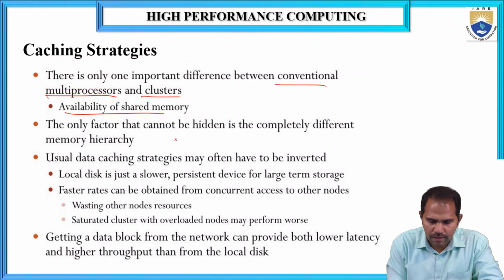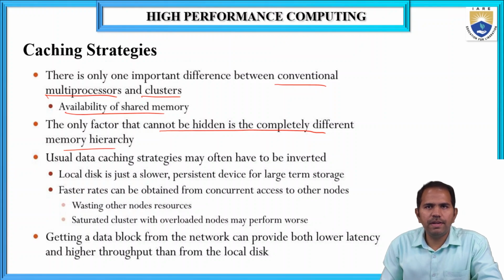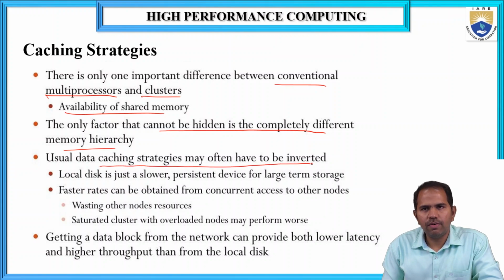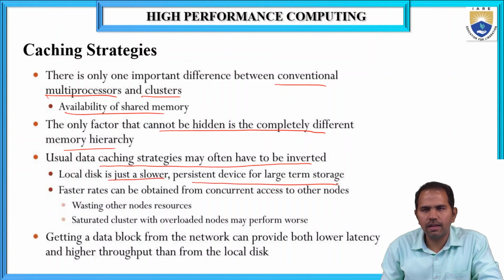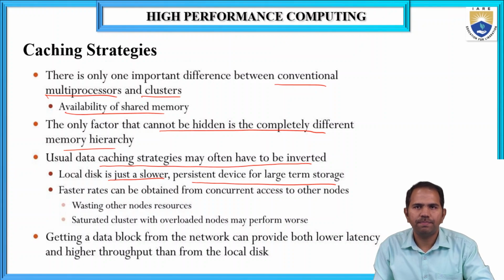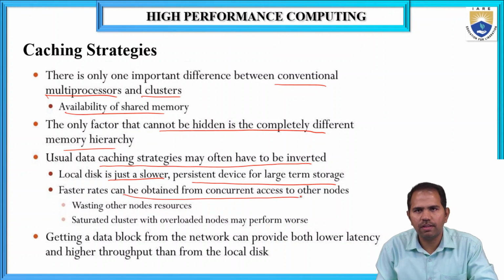The only factor that cannot be hidden is the completely different memory hierarchy. So now data caching strategies may often have to be inverted. Now see here, the local disk is just a slower persistent device for long term storage. You have to use the local disk just as a slower, persistent device for long term storage. And the next thing is that faster rates can be obtained from concurrent access to the other nodes.